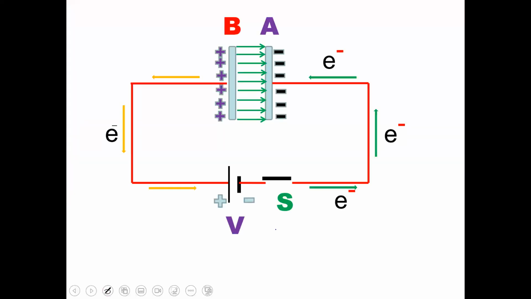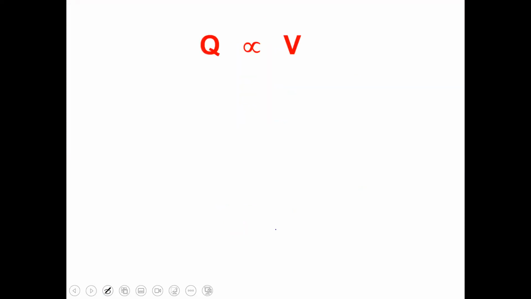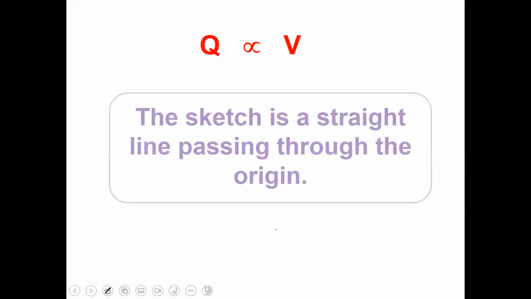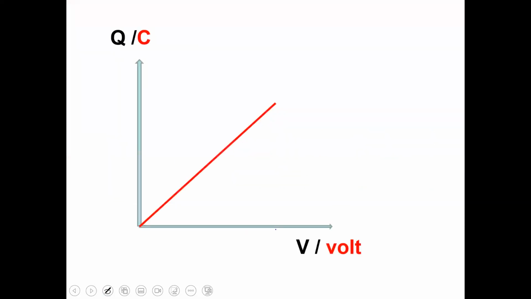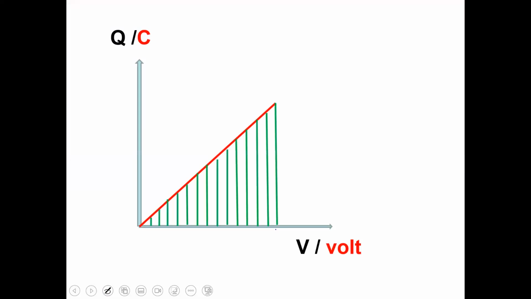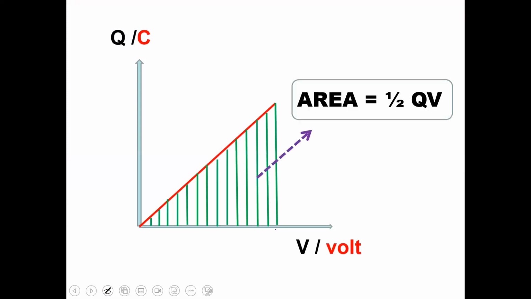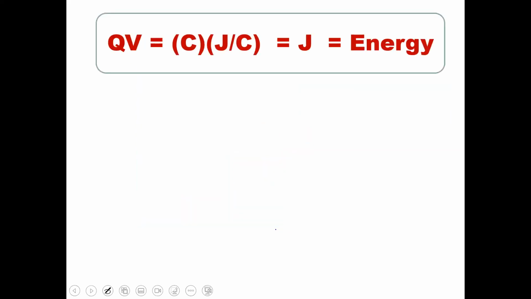Now remember this concept that this is a capacitor and we are doing some work to store energy in the capacitor plates. Now charge is directly proportional to voltage. The sketch is a straight line passing through the origin. And if you draw this sketch, you will find that the area is equal to half QV. Half is there because of the triangle. So area will be representing energy.